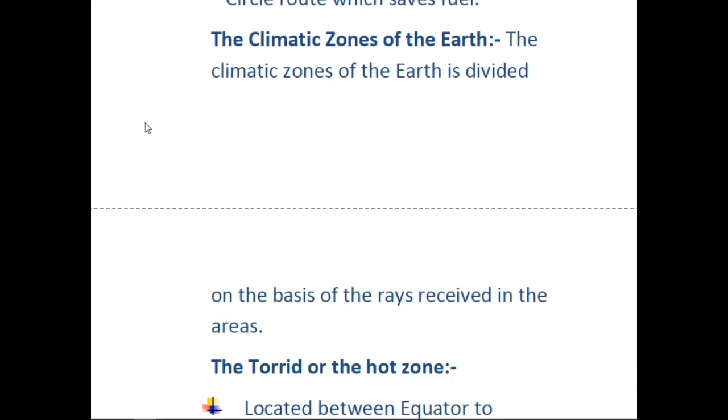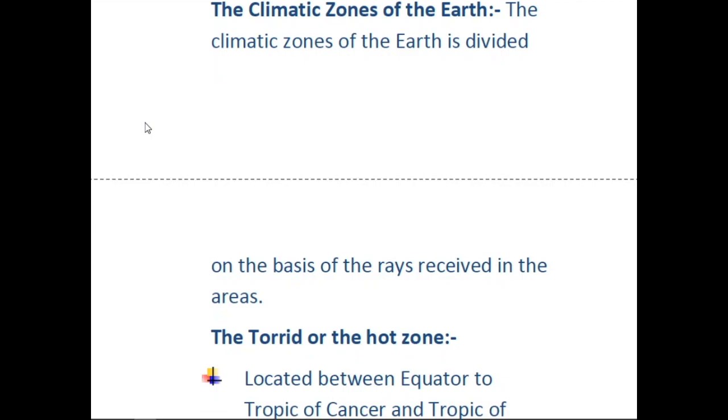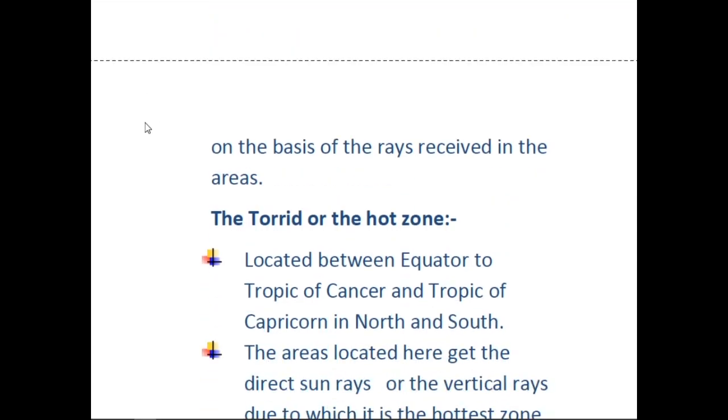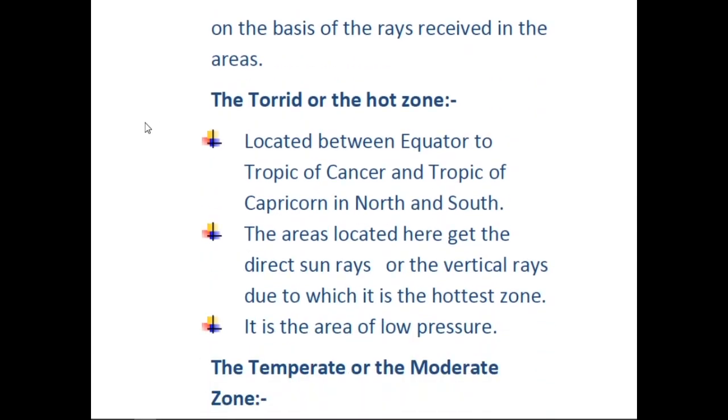Children, what about these climatic zones? Why has it been divided into different zones, and on what basis has it been divided? The climatic zones of the earth are divided on the basis of the rays received by the area, or simply we can say it is insolation. What is insolation? It is incoming solar radiation.